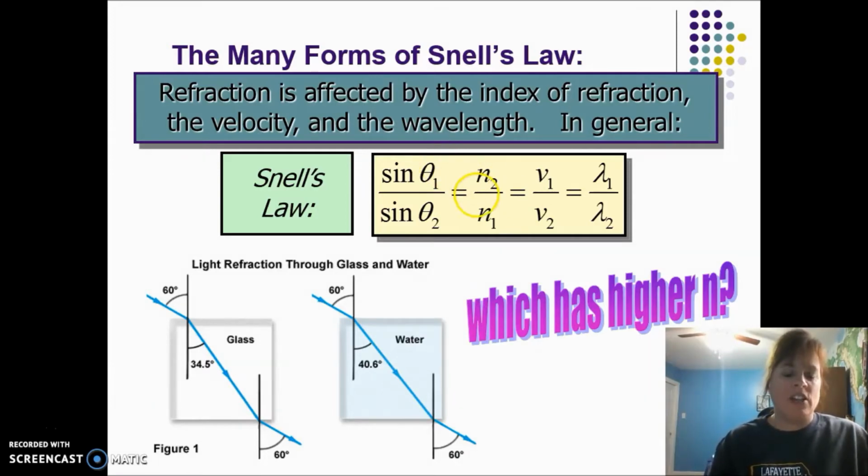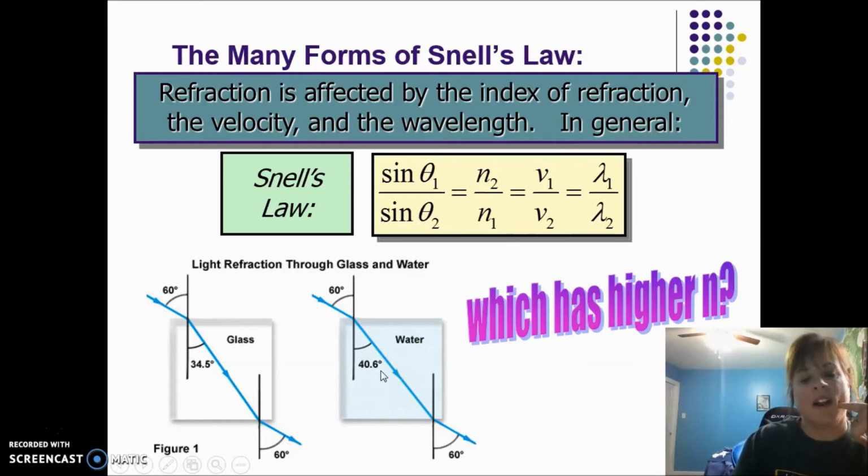I have a question for you. I have light traveling into glass, and it's traveling at 60 degrees originally. When it hits the glass, it bends to a new angle of 34.5 degrees. In water, it bends to 40.6 degrees. Which has a higher refractive index?